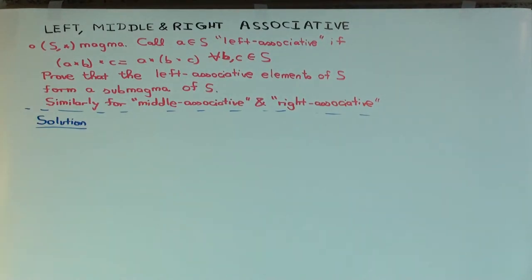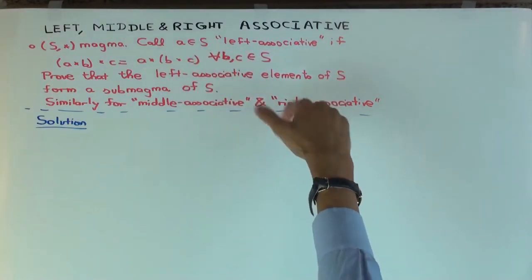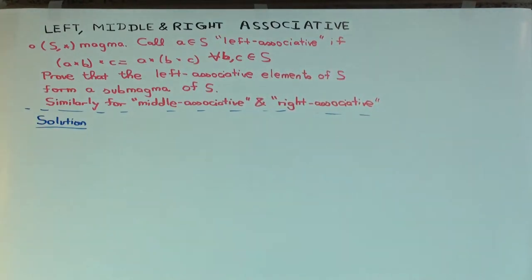So you could imagine you have a magma where you do have left associative elements, even though the magma as a whole is not associative, right? If the whole thing were associative, then every element would be left associative. But if the whole thing is not associative, you could still have some left associative elements. Now what you're asked to prove is that the set of left associative elements is closed under multiplication, or closed under the operation of the magma. Okay? Okay, so go ahead.